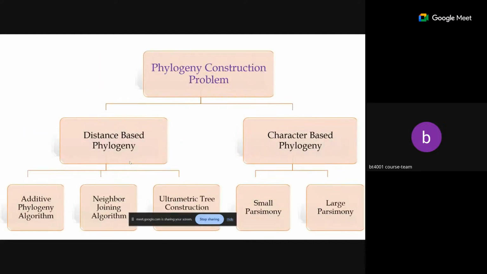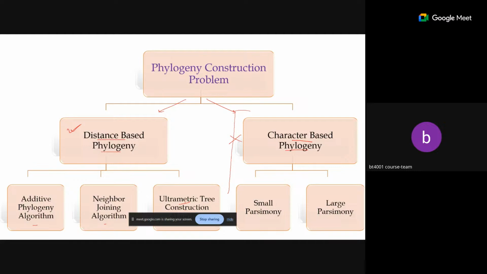Okay, so for the phylogeny construction problem, we had two different types of construction methods. One was the distance based phylogeny and the other was the character based phylogeny. From the exam point of view, we will not have the character based phylogeny topics, only the distance based phylogeny topics will be there. We had three different algorithms: additive phylogeny, neighbor joining, and ultrametric tree construction.